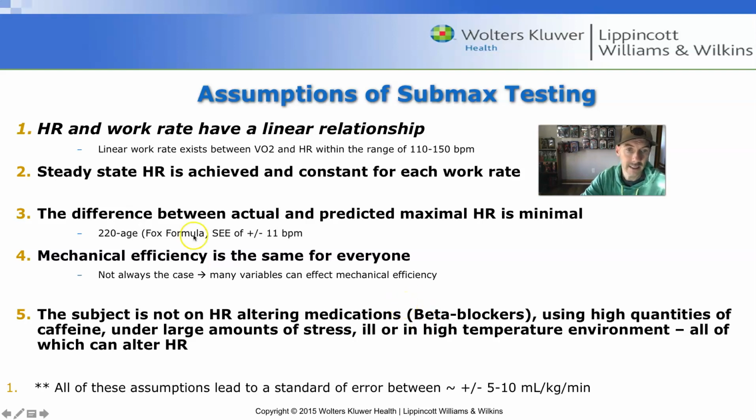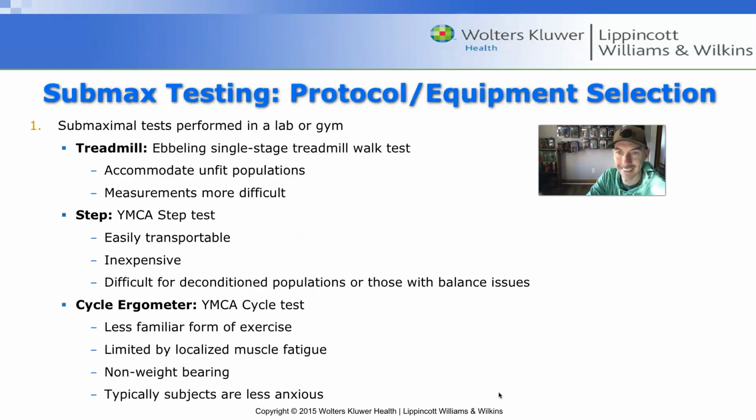And again, these things for the most part are not necessarily true. So they account for this significant error that we see associated with submax testing. But I'll say in a lot of instances, it's worth the trade-off of keeping the client safe, acknowledging that there is this error that's present, but keeping the client safe is more important than the error that exists. Okay, so finishing up here.